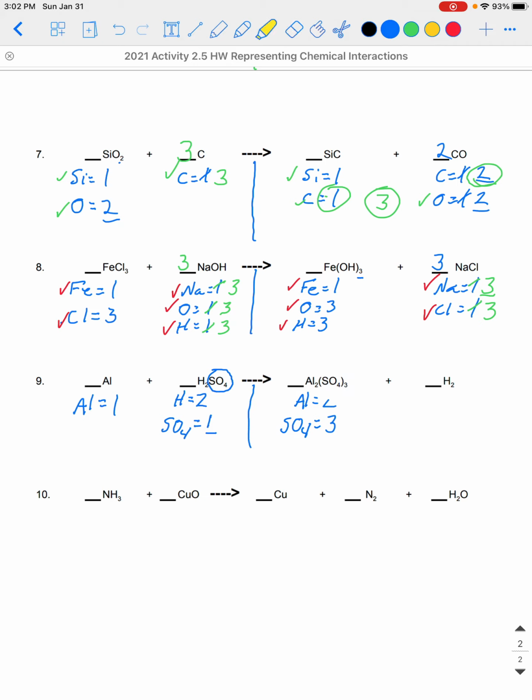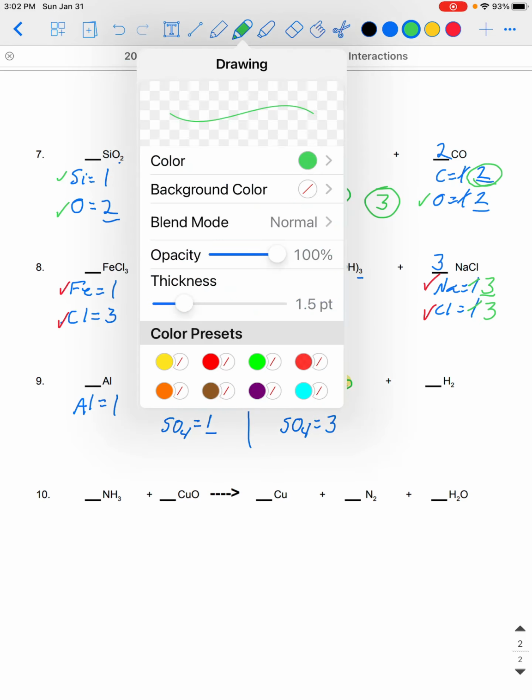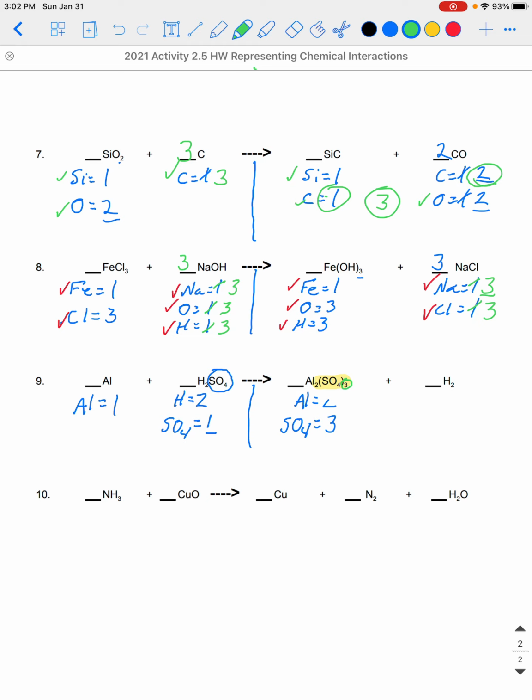You see that? Let me erase that for you again. So right here, SO4 stays together, and the number on the outside tells us how many SO4s we have. Let's try this. So we have 2 ALs and 3 SO4s, and finally over here I have 2 hydrogen. All right, so let's go ahead and balance. I have 1 aluminum here, 2 here.